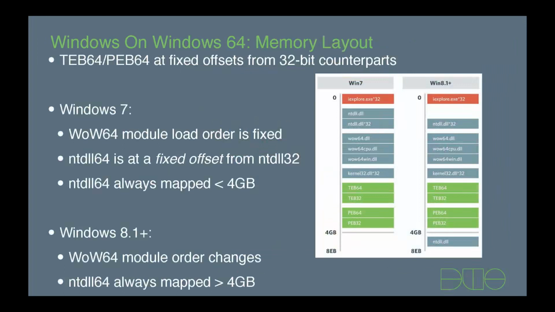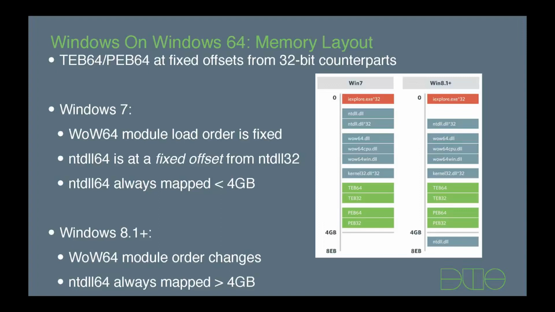So this is what things look like in memory. This is important for the exploitation stuff I'm going to demo. The TEB and the PEB are at fixed offsets from their 32-bit counterparts. So despite being subject to address space layout randomization, or ASLR, if you can find the 32-bit structure, you can find the 64-bit structure.